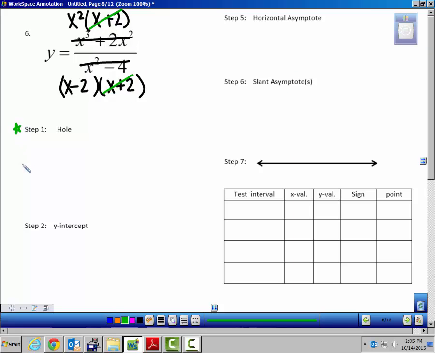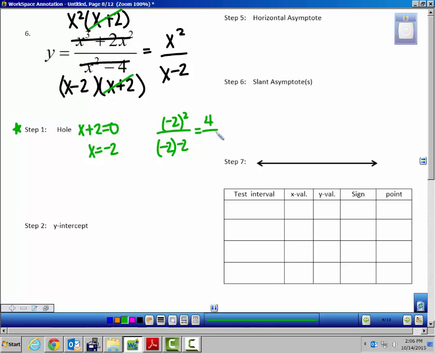So again, we have a hole. You set that reducing factor, what you canceled out, equal to 0, and solve to get the x value of your hole. Now you plug that into your new equation. So my new equation here is just x squared over x minus 2. So when I go to plug in, I have negative 2 squared and negative 2 minus 2. So that's positive 4, and negative 2 minus 2 is negative 4, so that comes out to negative 1. So my hole is at negative 2, negative 1.